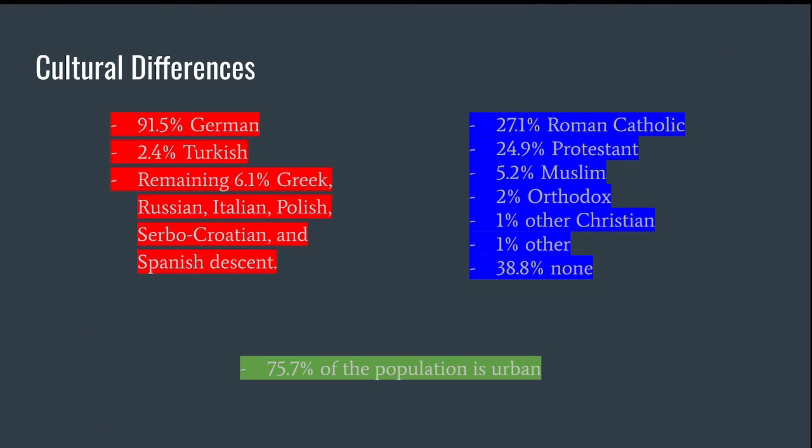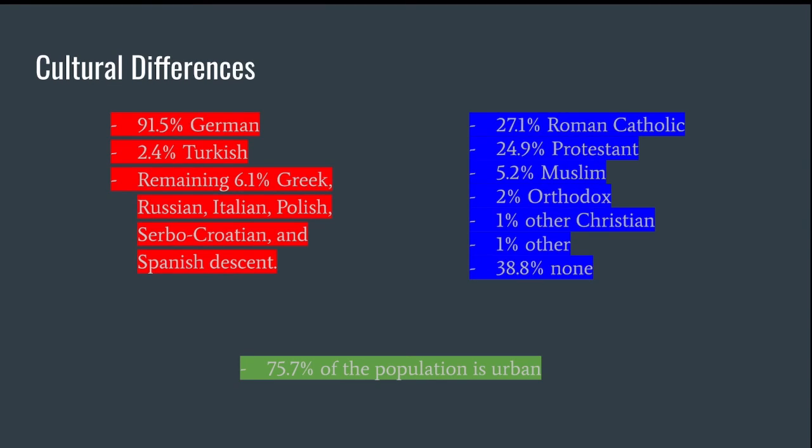Next, I will be talking about cultural differences in Germany. The population in Germany is 91.5% German. Turkish is the second largest ethnic group, being at 2.4%. The remaining 6.1% is made up of primarily Greek, Russian, Italian, Polish, Serbo-Croatian, and Spanish descent.